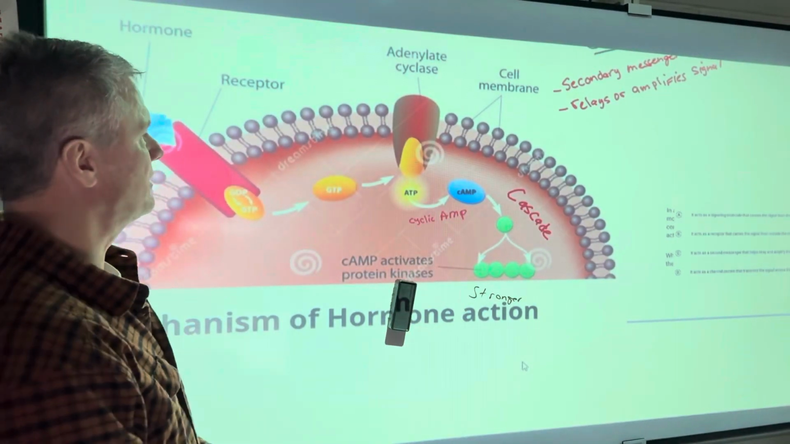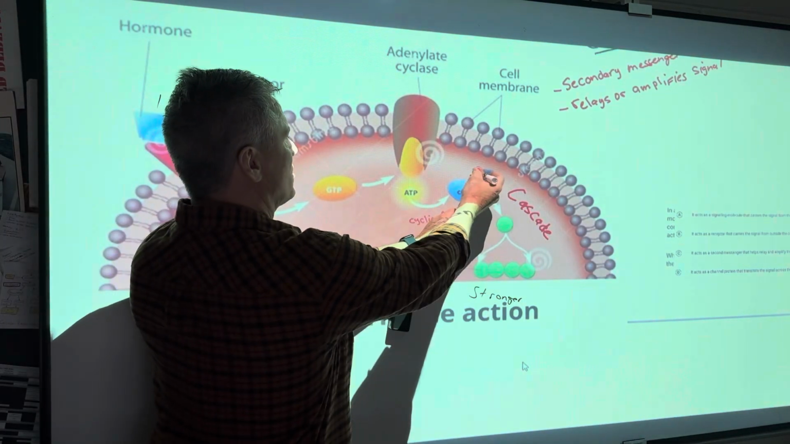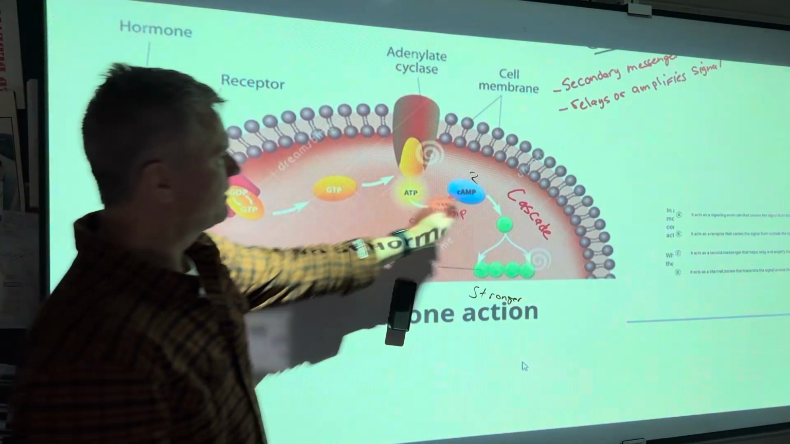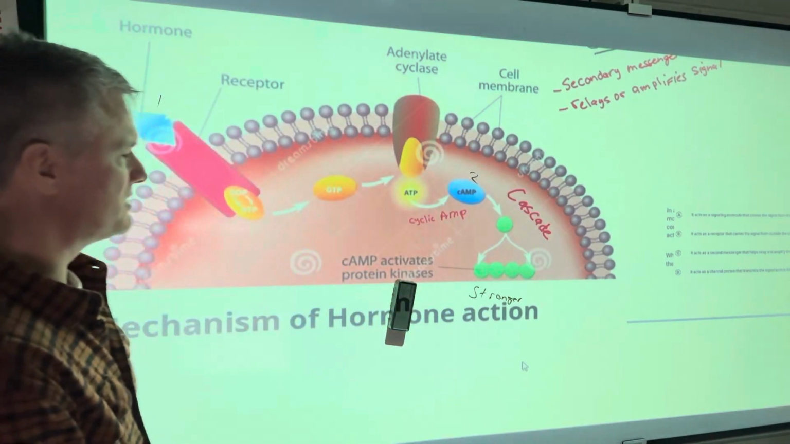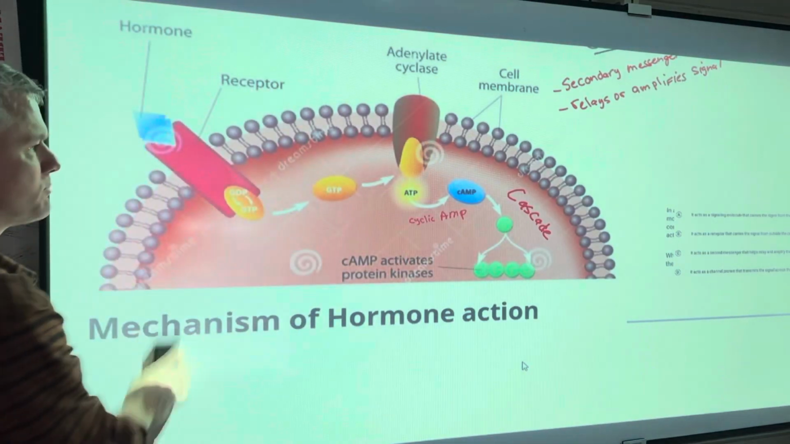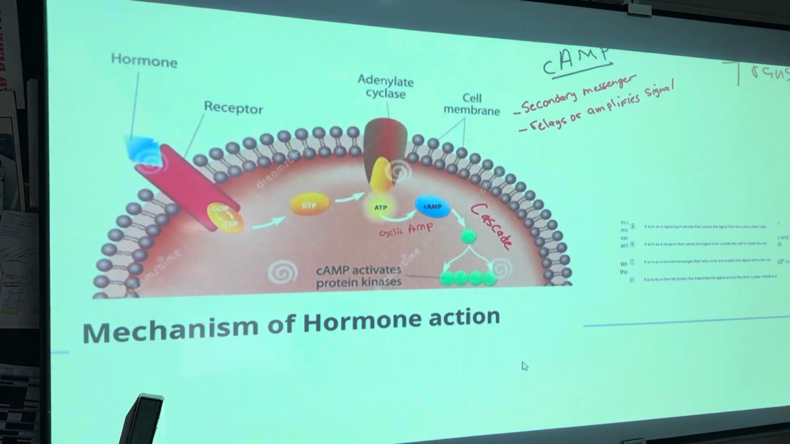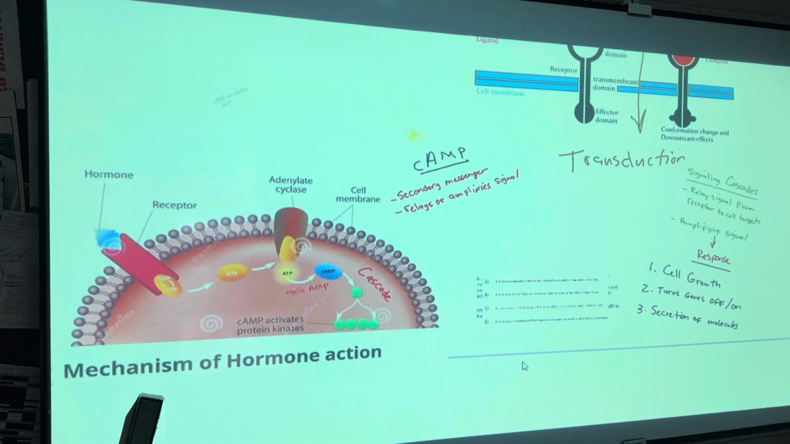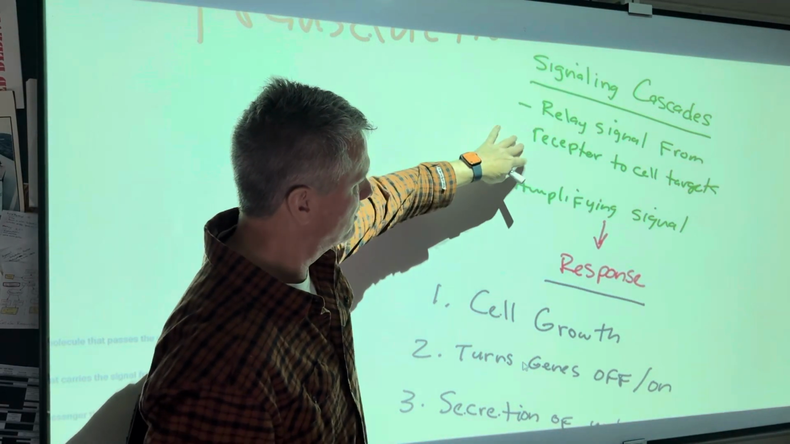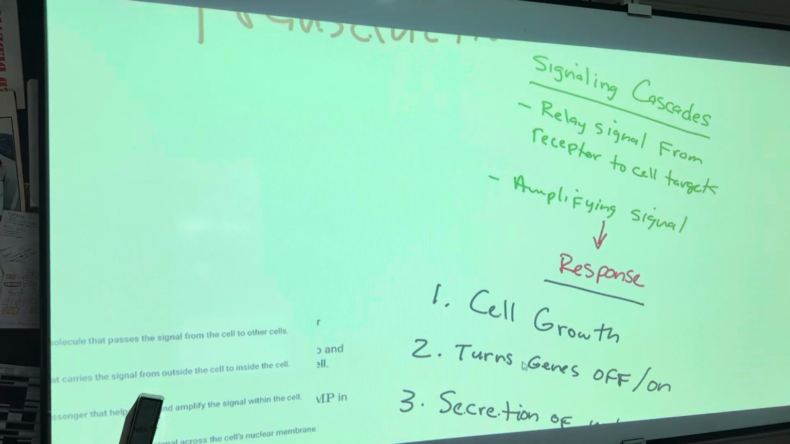Another cool way to think about this is one language being changed over to a totally different language. So it's kind of like a translator. If this is English and this could be Spanish, it's going to change it into that language that the cell understands, and that can get a result, get that response going. Okay, so remember, the secondary messenger amplifies the signal. Okay, and there's the signal cascade that I was talking about. It just relays the signal from the receptor to the targets in the cell, amplifies it, and then it creates the response.